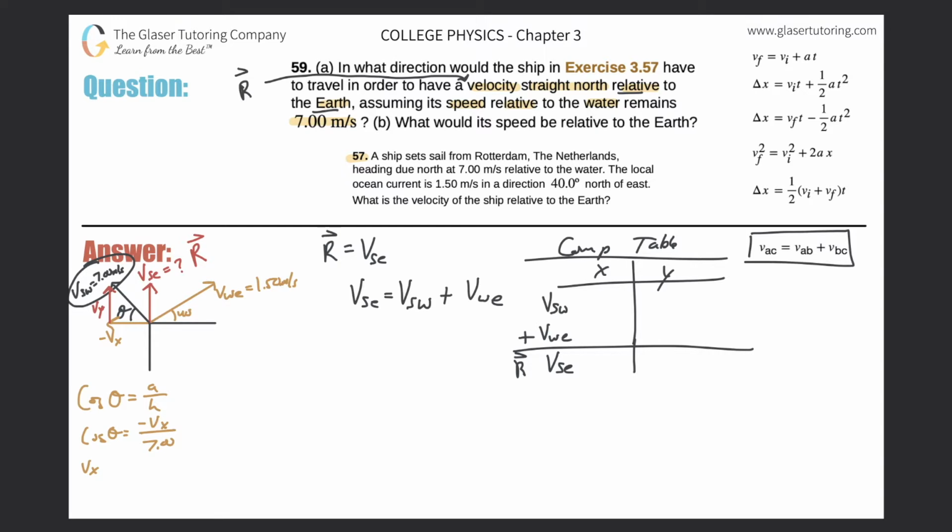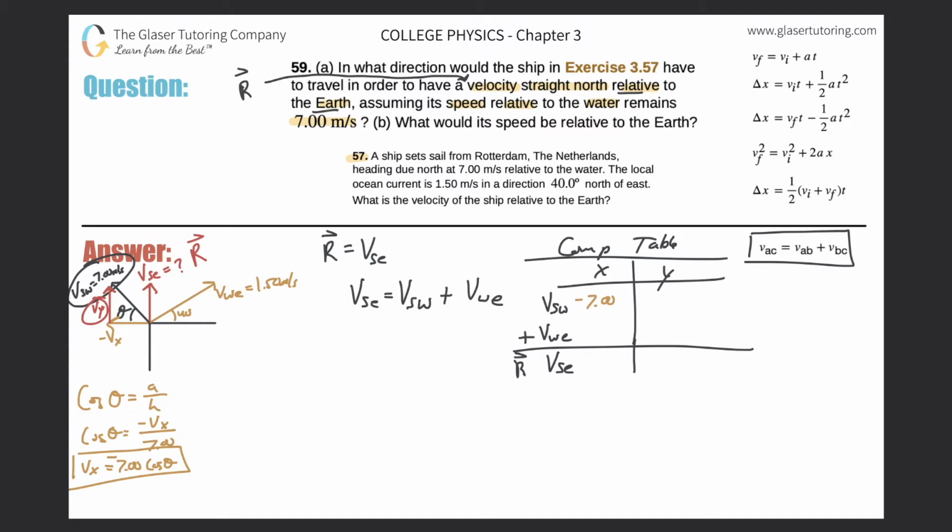Just moving things over, the velocity in the x direction of this vector should be equal to 7.00 cosine of theta, right? And that was negative there, but just bring the negative sign on over, so it should be negative. Now take that value, plug it into your table right away. So it's negative 7.00 there. I'm going to leave out the units.